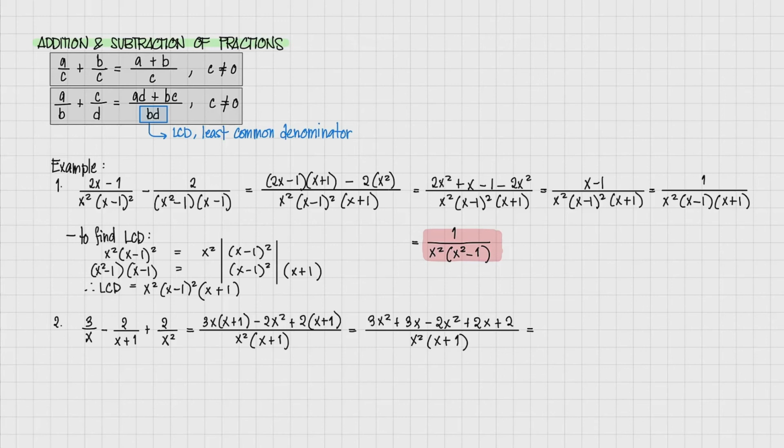Simplify this further. So, combine natin like terms. 3x squared minus 2x squared, we get x squared. And then you have positive 3x plus positive 2x. So, you get positive 5x plus 2, all over x squared times x plus 1. There you go. That's our final answer for this example. So, shade lang natin. Yan.